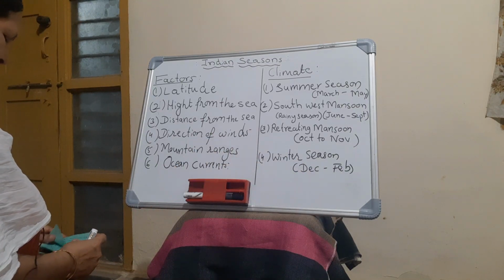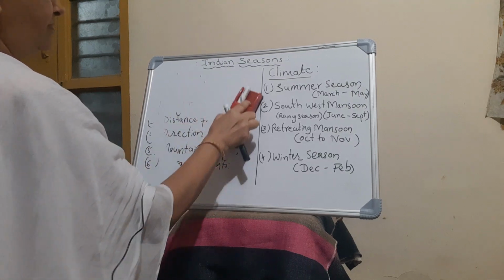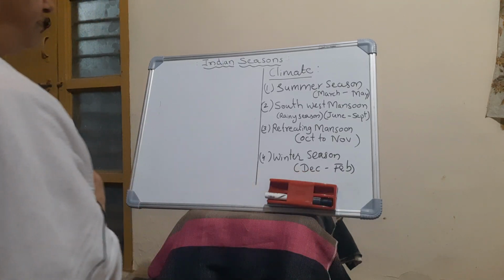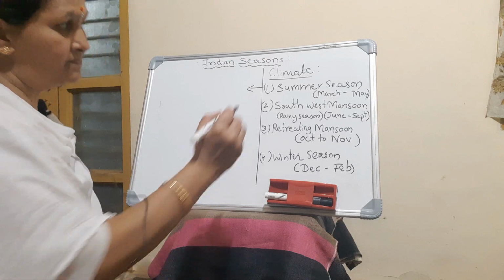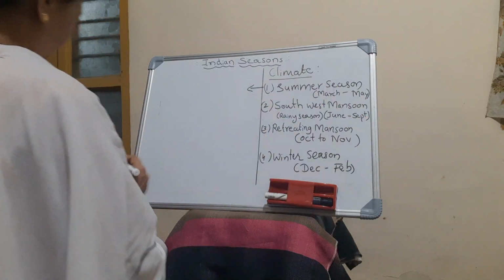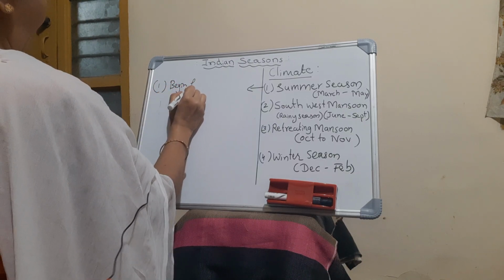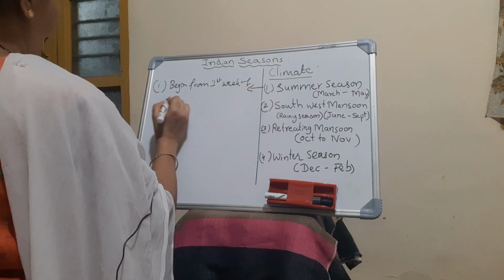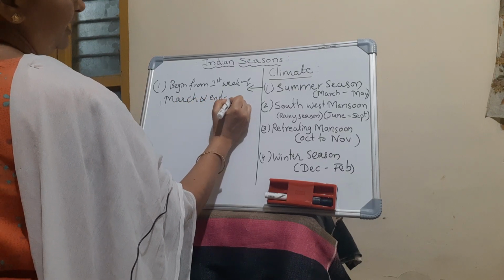Now coming to the first one, the summer season. How is the weather condition of the summer season? The summer season begins from the first week of March and ends in May.